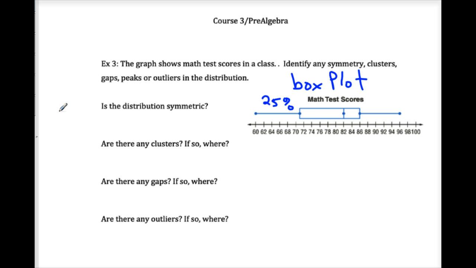Okay, it must have been a hard test or something. There's 25% of the kids in this left rectangle. 25% of the kids, and this is tricky to understand, is in that right rectangle. And you guys always ask, how could 25% of the kids be in a smaller area than the other one? Because more people got that in that range, and then 25% of the people got in that upper quartile. Okay. Is it symmetrical?